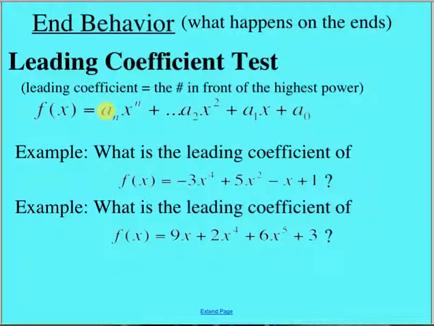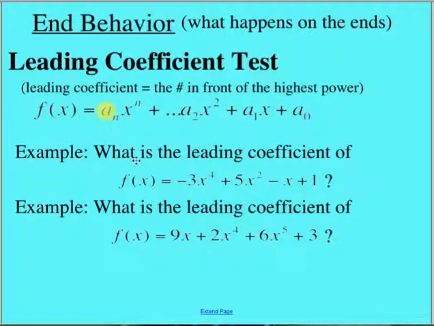The end behavior. This is what happens on the ends of a polynomial, and we do something called the leading coefficient test. The leading coefficient is always the number in front of the highest power. So if we have an nth degree, so x to the n power, that a sub n, that just means the number in front of the largest exponent. So you don't really have to worry about this notation here.